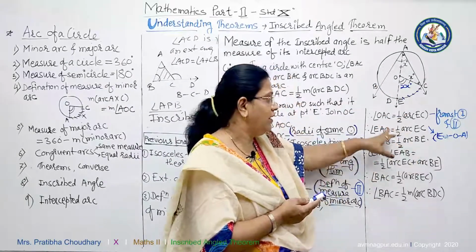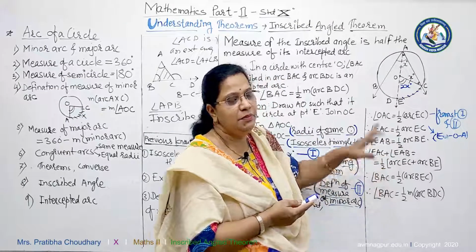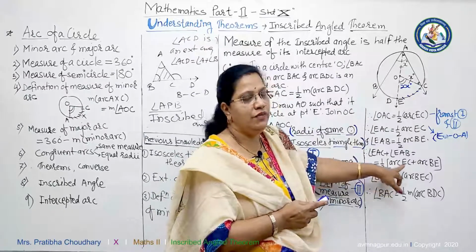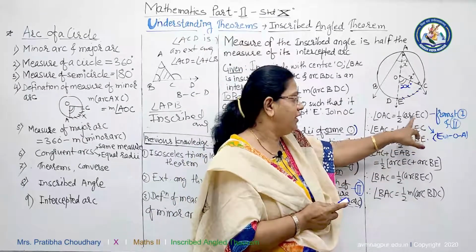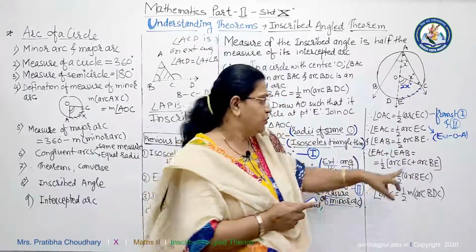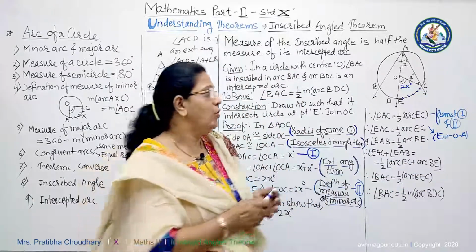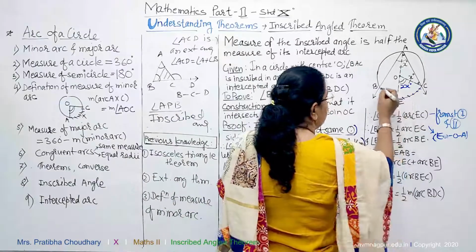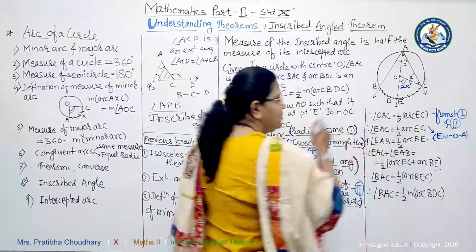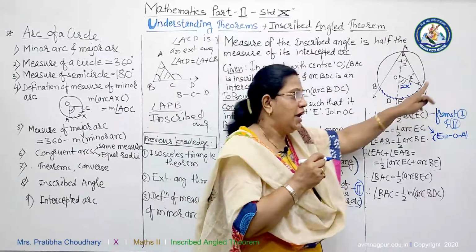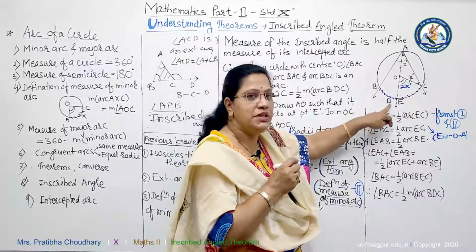Now adding these two statements, EAC plus EAB, we will get half of arc AC. When I have taken half common, so this is arc EC plus arc BE. Now what is this, arc EC plus arc BE? Which arc does it make? It makes the complete arc BEC, and we can write the name of this as BDC.